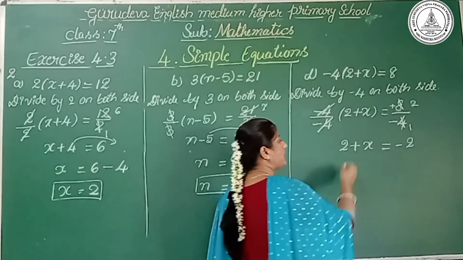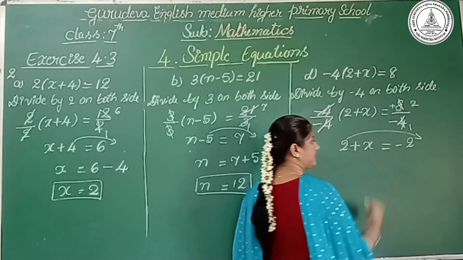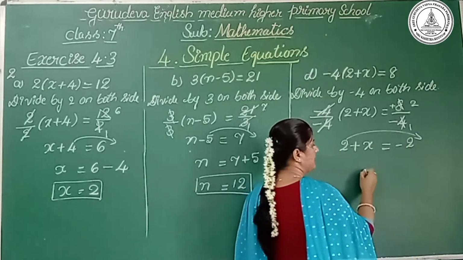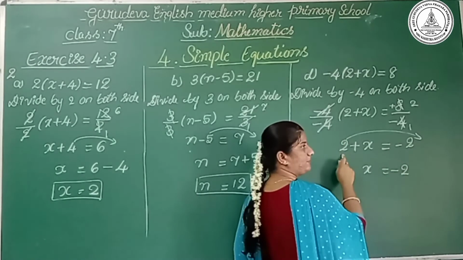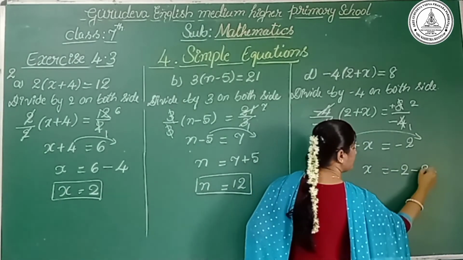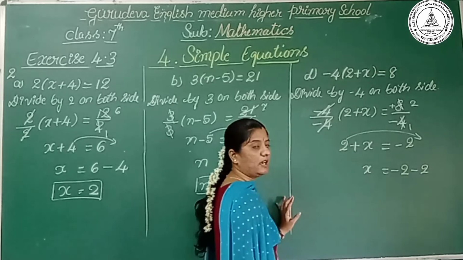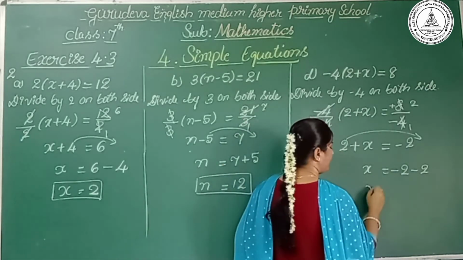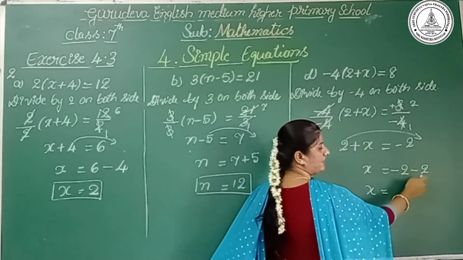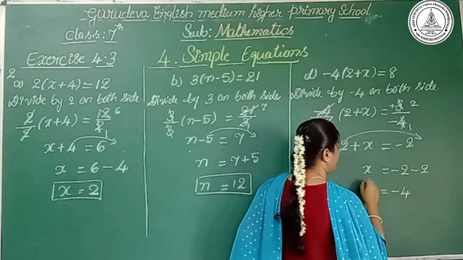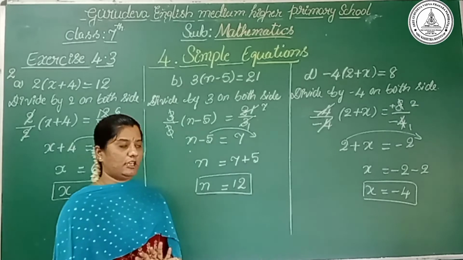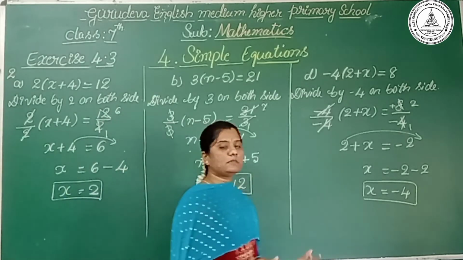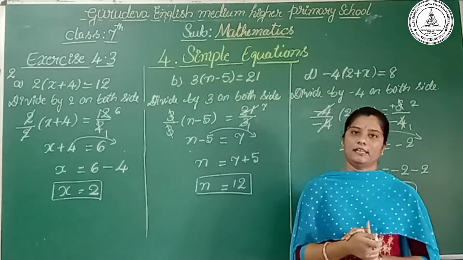Okay, so now you transpose 2 to the right hand side, then what we will get in the LHS is x is equal to minus 2. Here there is a plus 2, it will become minus 2 when it goes to the other side. Okay, then x is equal to minus 2 minus 2, which is minus 4. So minus 4 is the solution for the given equation. Okay. So in the same way you have to do the rest of the equations.